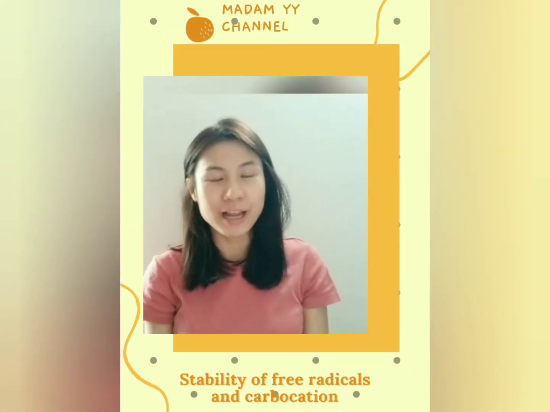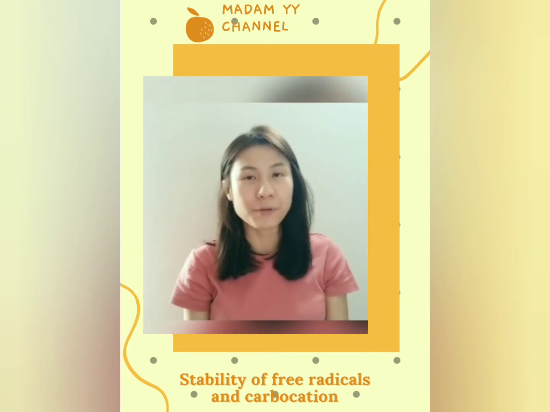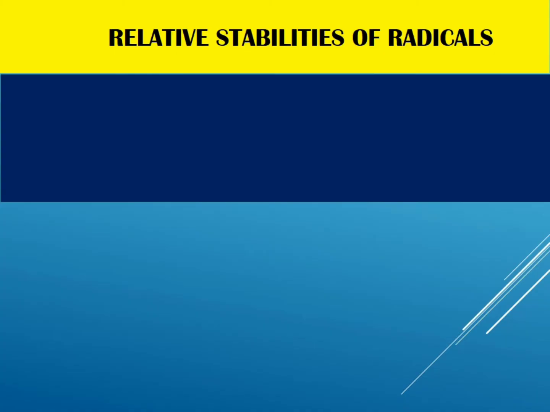Today I'm going to discuss the stability of the free radical and carbocation formed from the cleavage reaction. As we know, free radicals are formed from the homolytic cleavage reaction. So here is the arrangement of free radicals in the order of increasing stabilities.